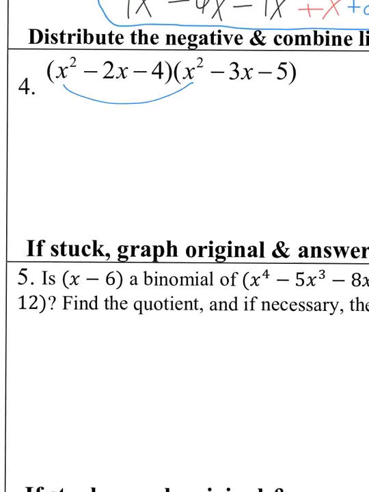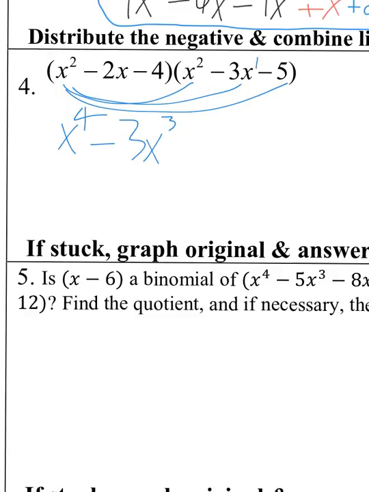So I'm going to distribute everything. So I'm going to distribute the x squared times everything. So I have x squared times x squared. You add your powers together, so that makes x to the fourth. X squared times negative 3x would make negative 3x to the third, because this is like a power of 1 plus power of 2. It's not necessary to write a power of 1, though. And then I have x squared times negative 5, so negative 5x squared.